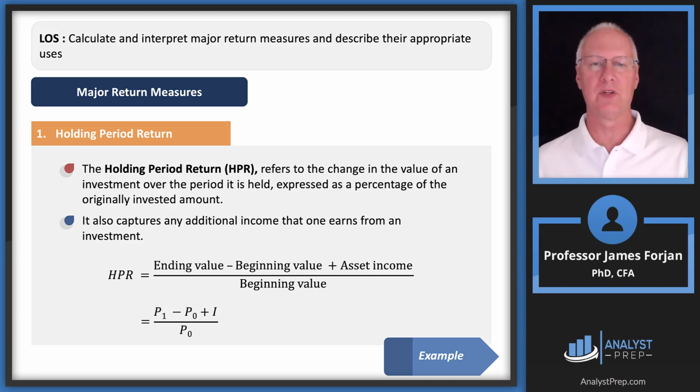But of course, the Institute is interested in complexifying these very simple return measures by adding cash flows in there. So look at the holding period return formula. So you have the ending value minus the beginning value divided by the beginning value. And then you have to add whatever income that the asset generates. Of course, the most common is a dividend payment or an interest payment.